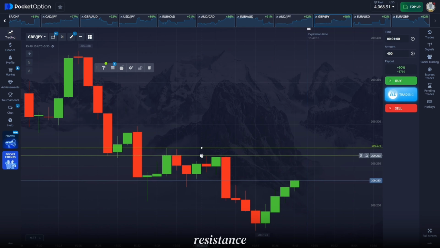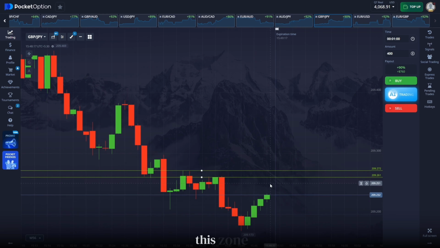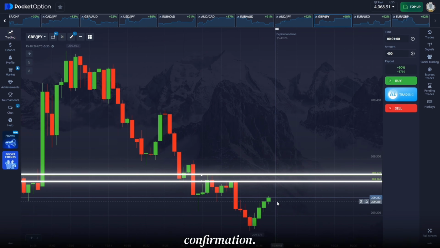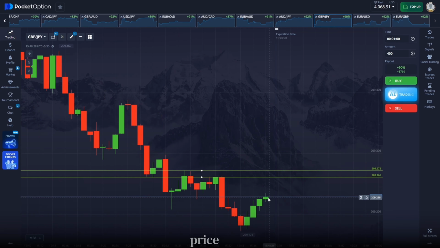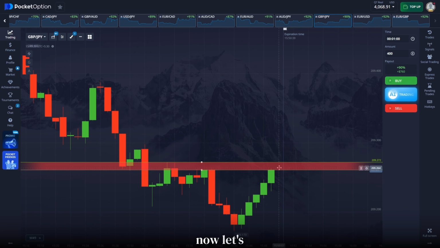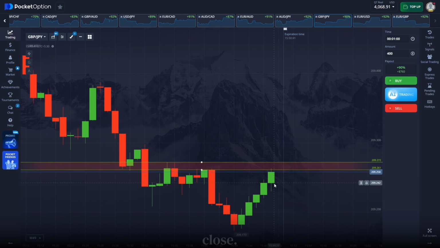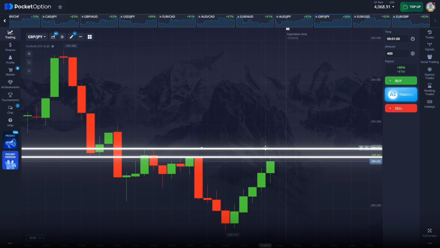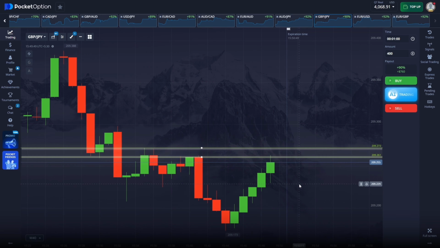So this is our resistance zone. The price has to hit this zone and the closing of the 1 minute candle needs to be below. Once all these factors are in our favor, I will take my trade with confirmation. Let's wait now for the price to go up and hit this zone. Price hit the resistance zone. Now let's wait for the 1 minute candle to close. The closing of the candle is very important. If it closes below this resistance, chances of reversal will be very high.